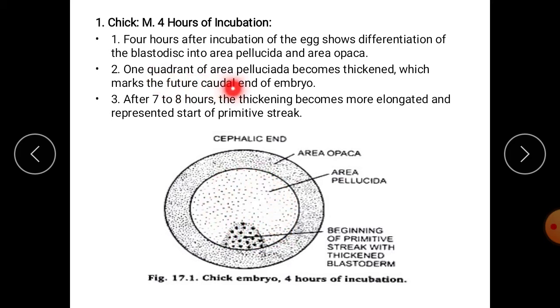One quadrant of area pellucida becomes thickened, which marks the future caudal end of the embryo. This is the future caudal, posterior region of the embryo. So this thickening is the beginning of the primitive streak, with thickened blastoderm, area pellucida, area opaca. After 7 to 8 hours, the thickening becomes more elongated and represents the start of the primitive streak. So this is going to develop into the primitive streak. This continues anteriorly.